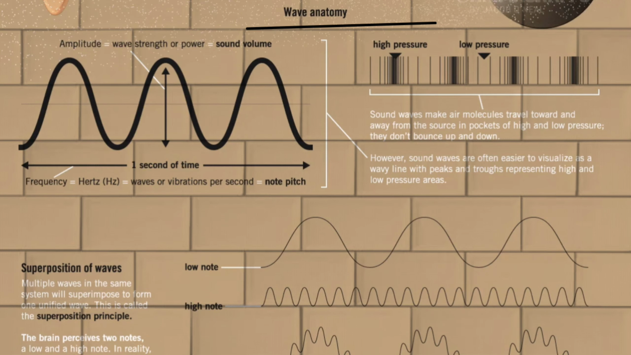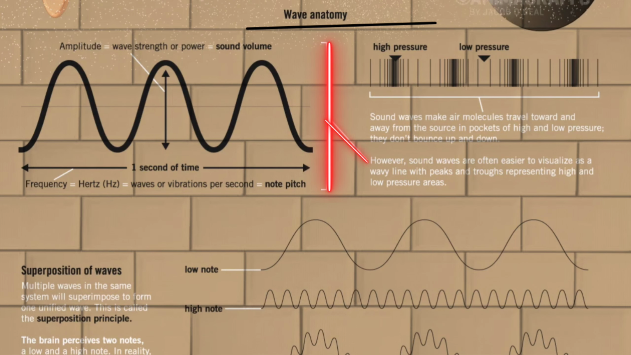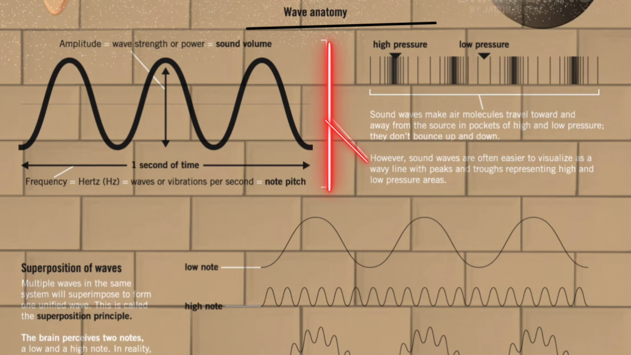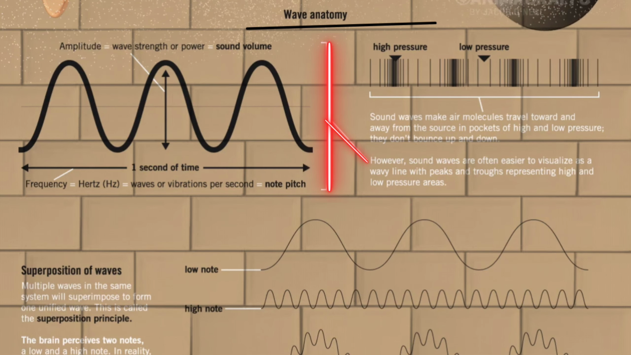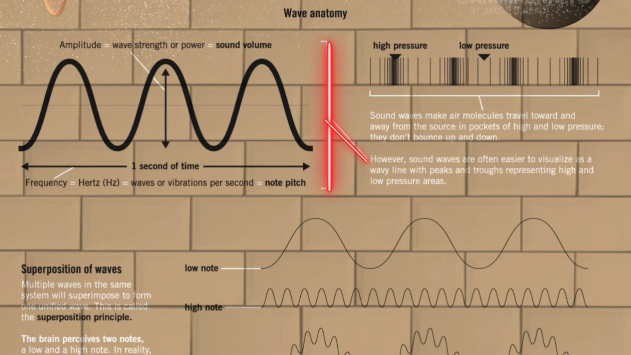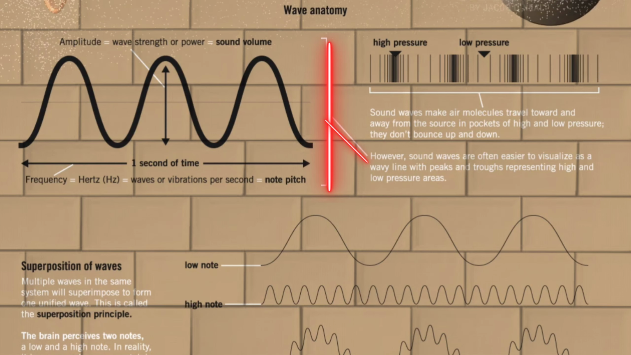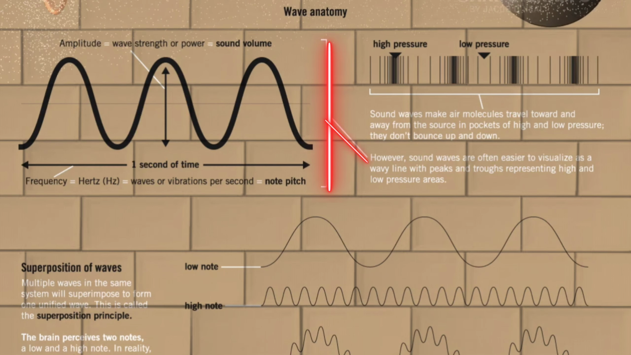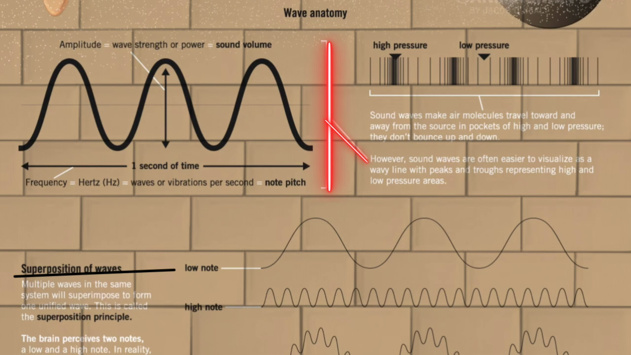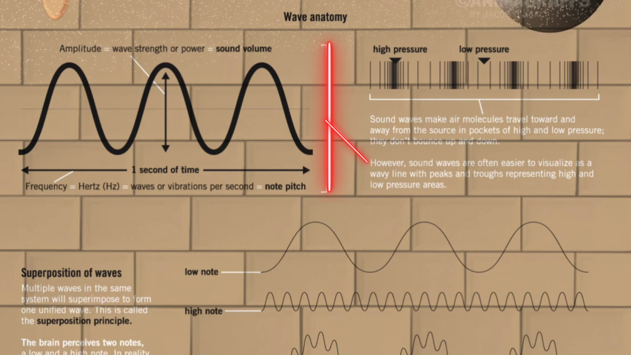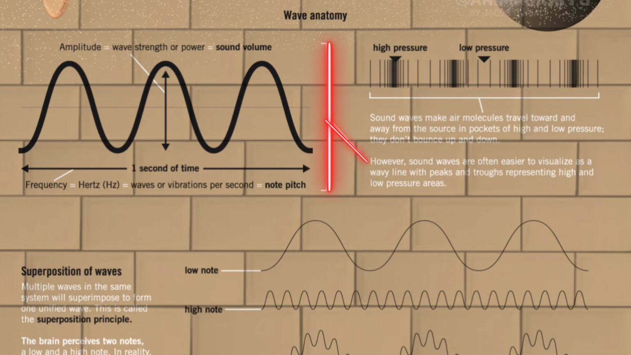Wave anatomy. Sound waves make air molecules travel toward and away from the source in pockets of high and low pressure. They don't bounce up and down. However, sound waves are often easier to visualize as a wavy line with peaks and troughs representing high and low pressure areas. Superposition of waves. Multiple waves in the same system will superimpose to form one unified wave. This is called the superposition principle.